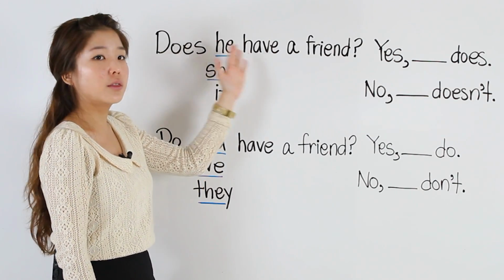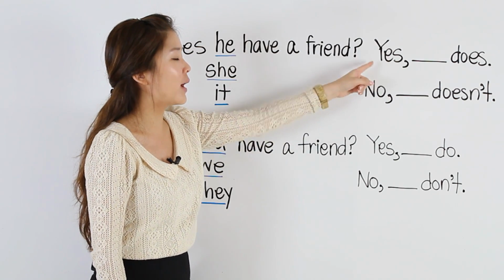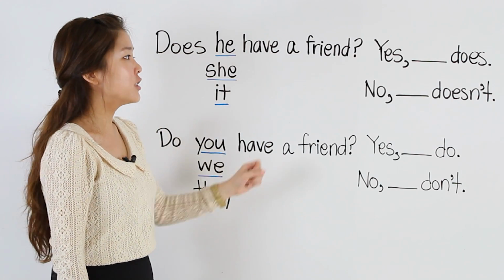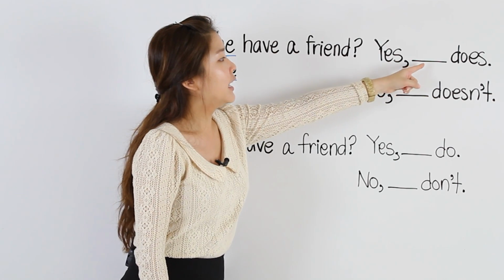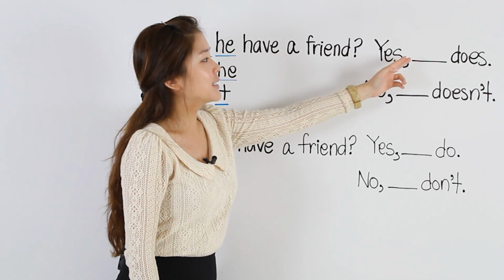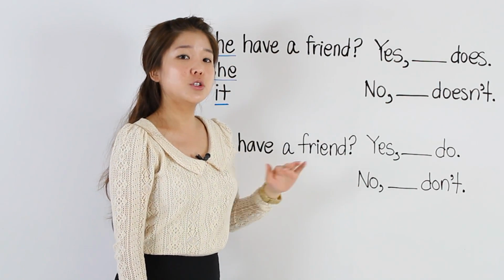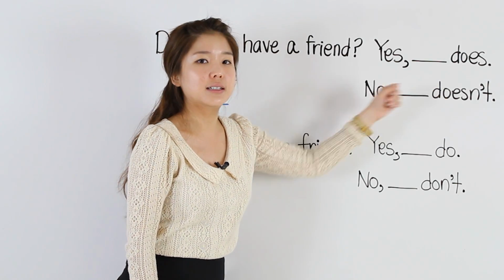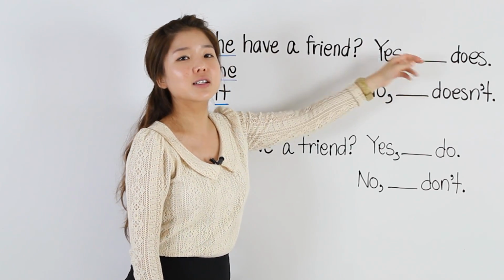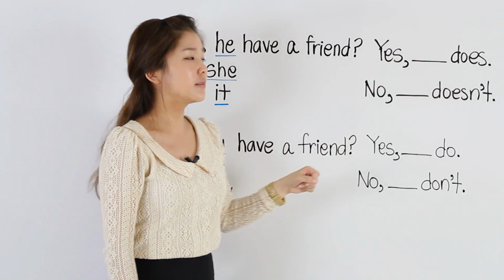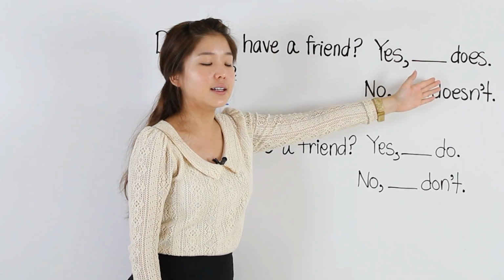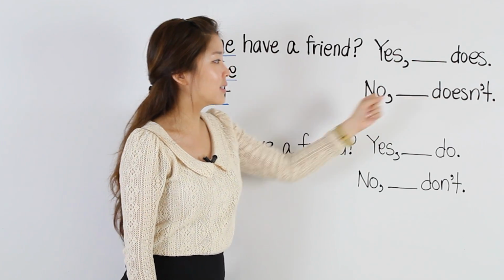Now let's practice with this question and let's look at the two answers. Okay, does he have a friend? If the answer is yes, we say yes. In the blank, we match. This has to be the same. Yes, he does. If the answer is no, no, he doesn't. Does she have a friend? Yes, she does. No, she doesn't. Does it have a friend? Yes, it does. No, it doesn't.